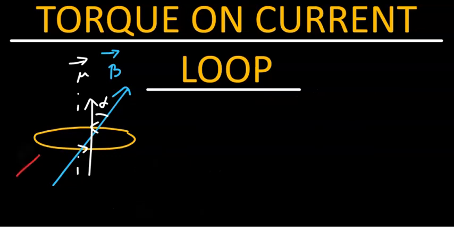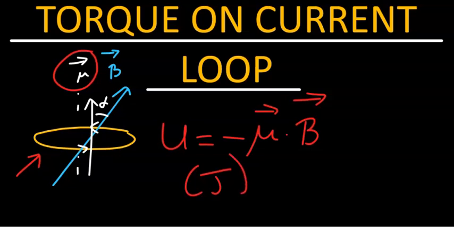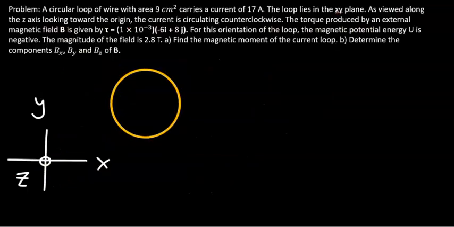Since this loop carrying current has a magnetic moment associated with it, we can write down an expression for the potential energy U of a magnetic moment in a magnetic field, and the expression is given simply as follows. It's minus the dot product of magnetic moment and the magnetic field, and of course the unit is joules since we are talking about potential energy. Let's look at the first problem.